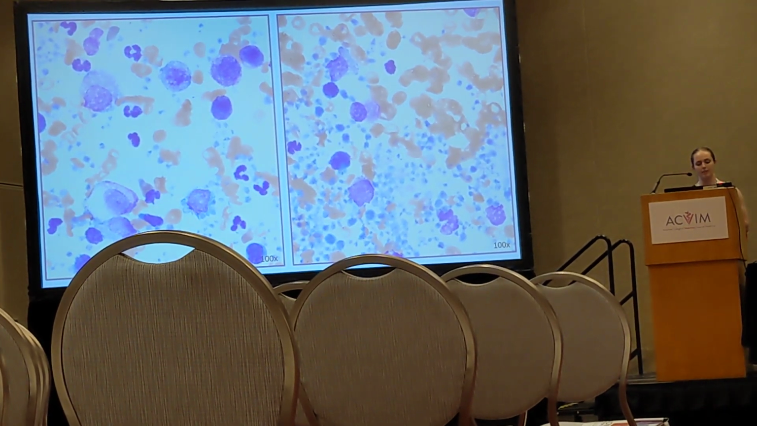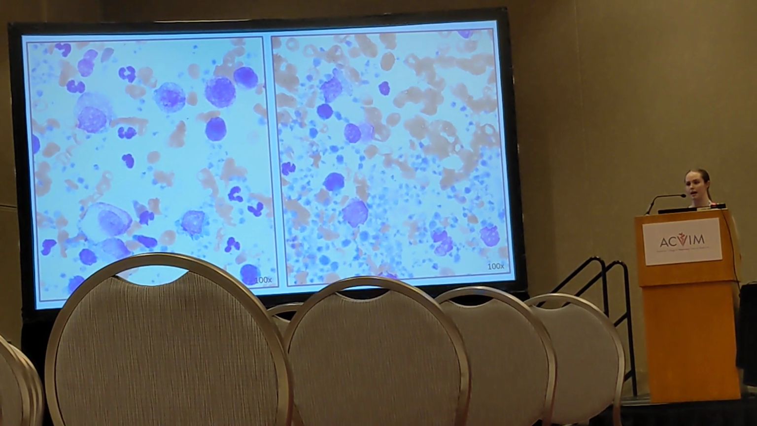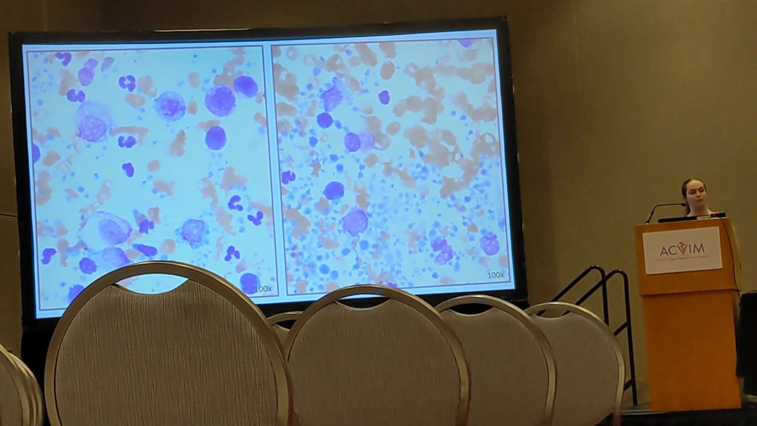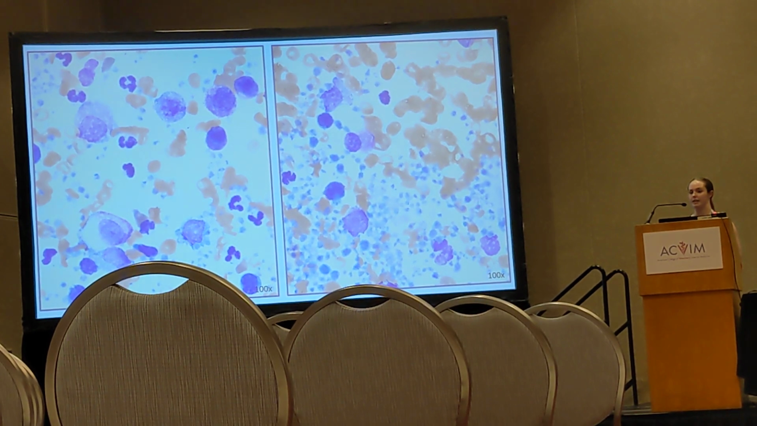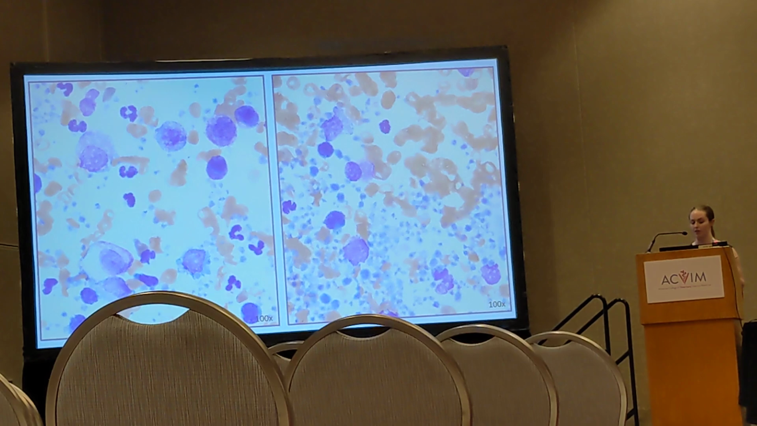So while we don't know the specific outcome of this case, the ALP positivity with the possible differential of a mast cell tumor does beg the question of the role of ALP reactivity in mast cell tumors. Hence, the project was born.